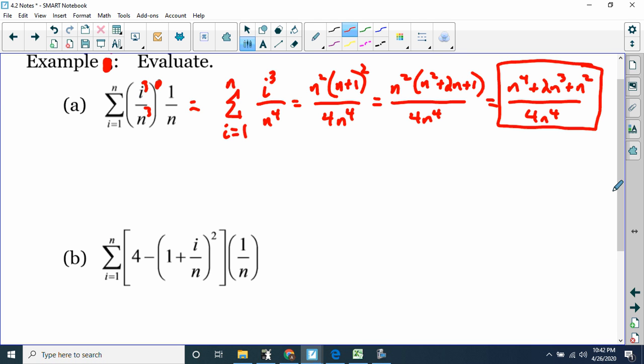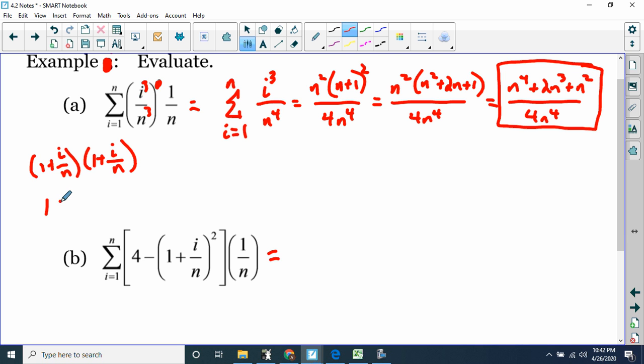The sum as i goes from 1 to n of 4 minus the quantity 1 plus i over n squared, all that times 1 over n. So the first thing we need to do is distribute this. We need to simplify in here first. So we're going to FOIL this part out. You can write it out twice and FOIL it, or remember the rule.